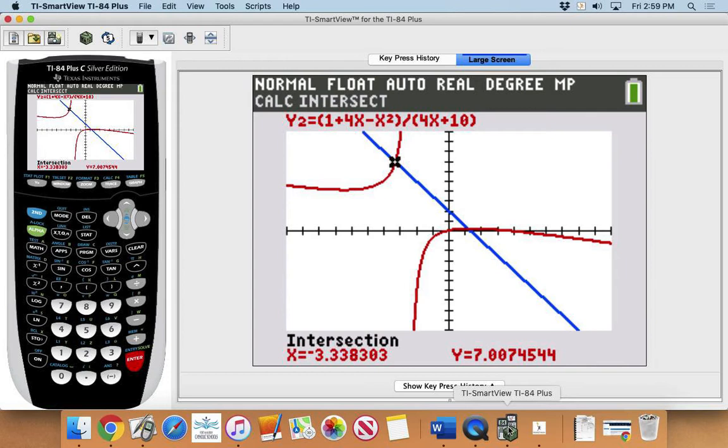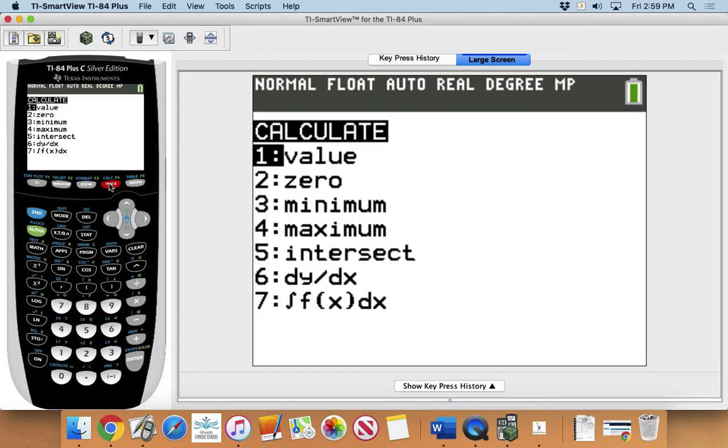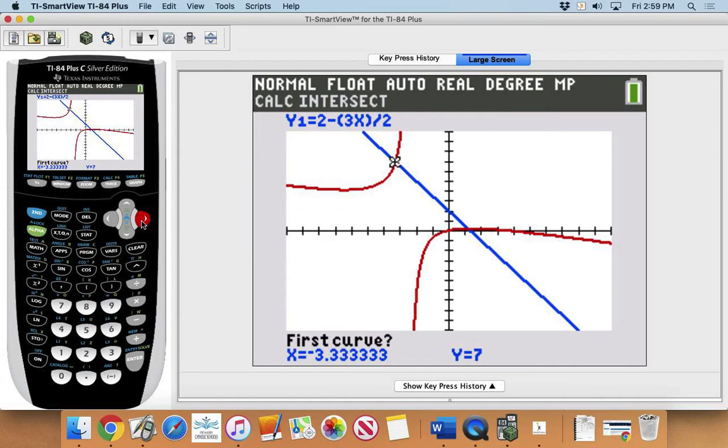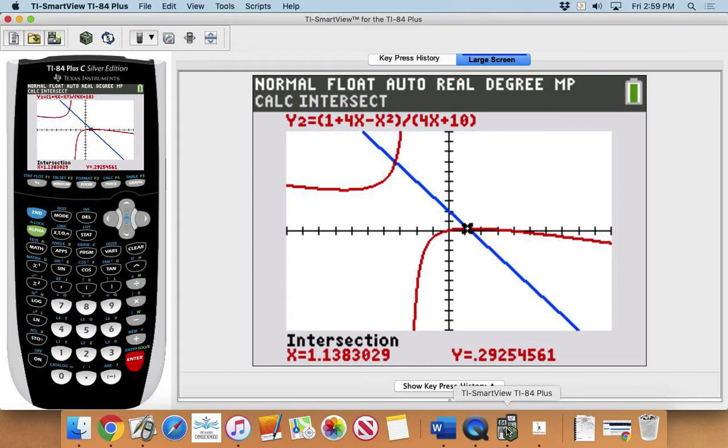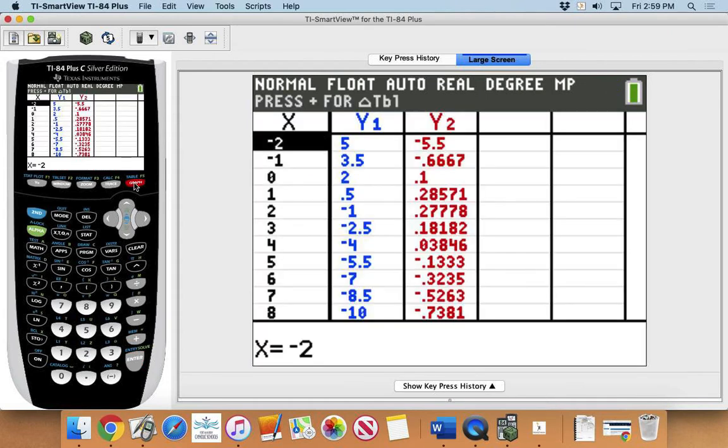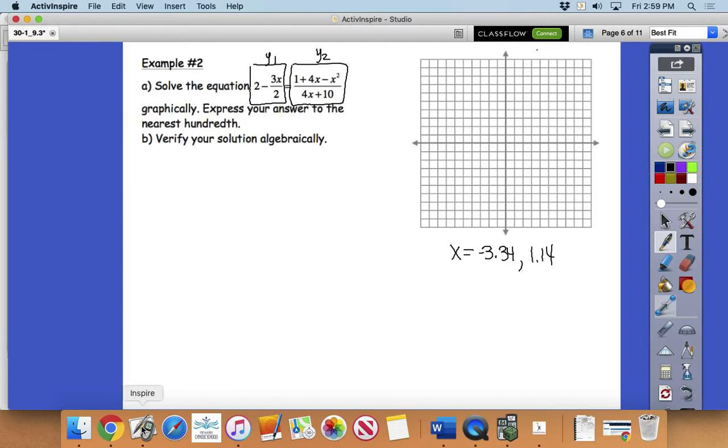So the x coordinate. Second trace, we're going to go to number 5, the intersection, the second one. We're going to move our cursor as close as possible. We're going to press enter 3 times. Enter, enter, enter. We get 1.14. So positive 1.14. Now what I'm going to do is sketch this. So I'm going to go to my second graph, my table of values, and I'm going to plot a bunch of points and then sketch that. So that's what I want you to do right now is graph those points.